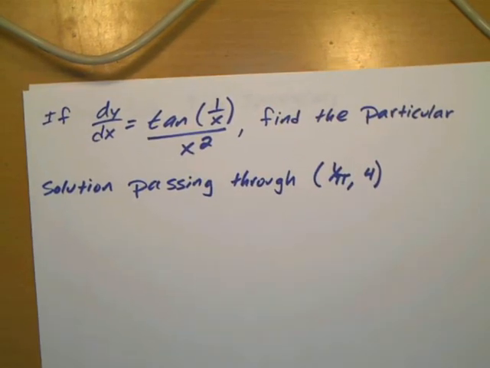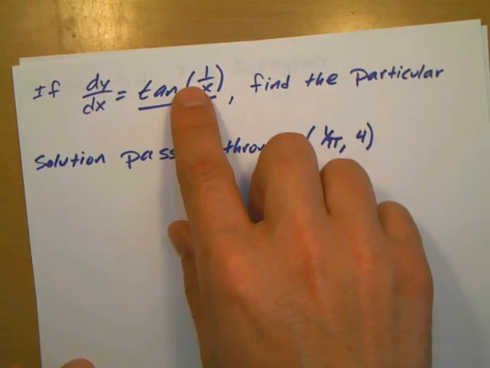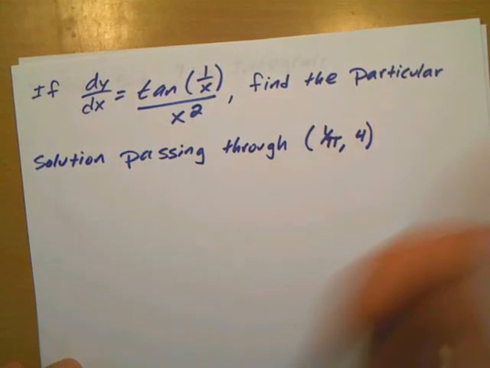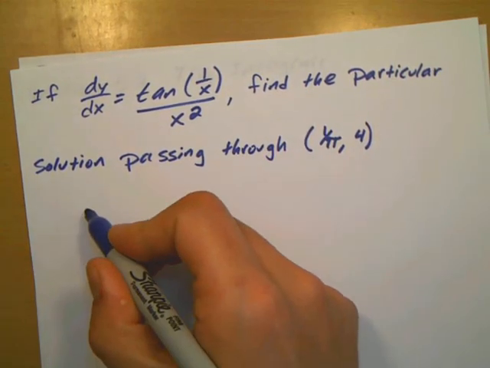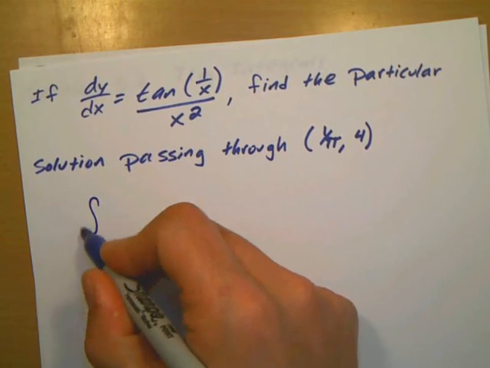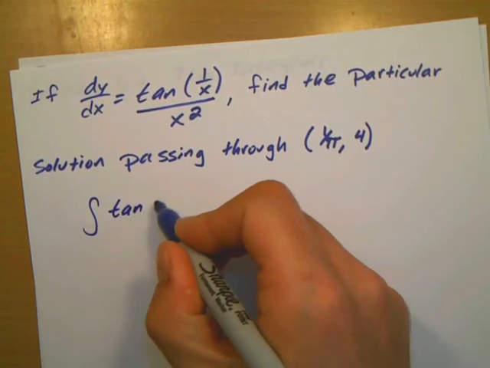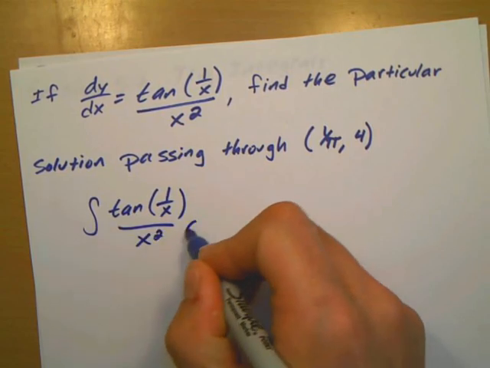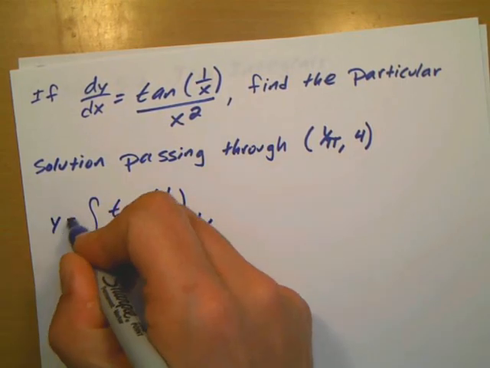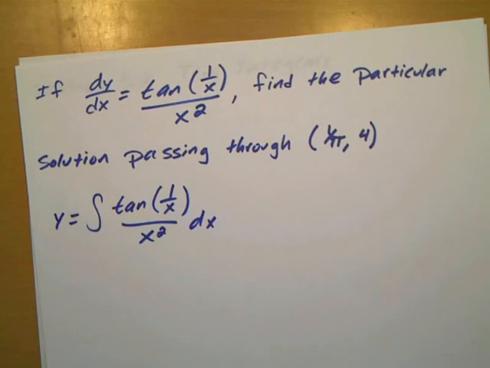If it says to find a particular solution passing through a given point. So to give us what the first derivative is, we want to find a particular solution, so we want to go back to the function. So if I integrate my tangent of 1 over x, all over x squared dx, that's going to end up being what my function is equal to.